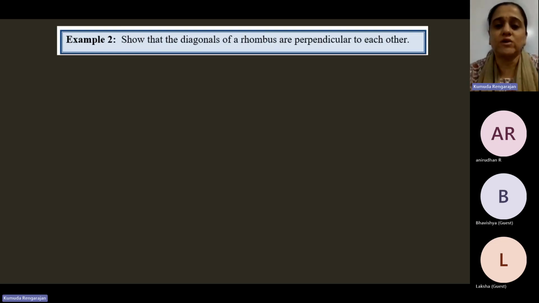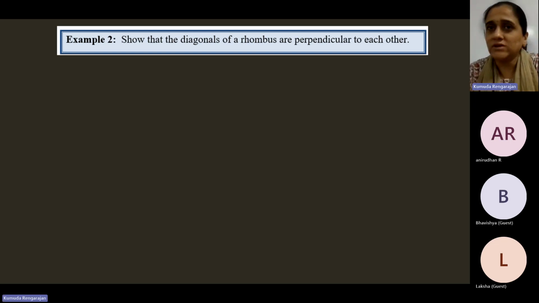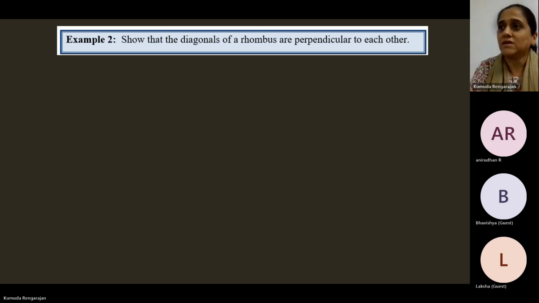Show that the diagonals of a rhombus are perpendicular to each other. So the given quadrilateral is a rhombus. When you're given a special quadrilateral, you can use all the properties of that quadrilateral except what you have to prove. It's given it's a rhombus. You can use all the properties you know about a rhombus except what you have to prove.